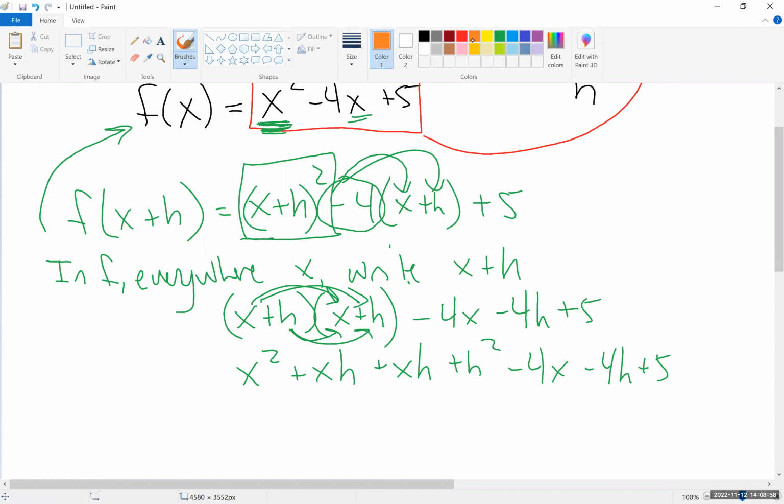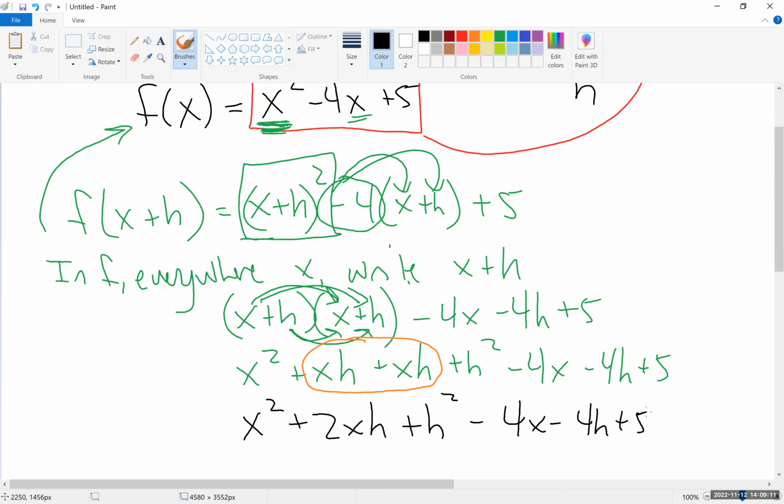There are some like terms overall. Here we have xh and xh, which is 2xh, plus h squared minus 4x minus 4h plus 5. This right here is f of x plus h.